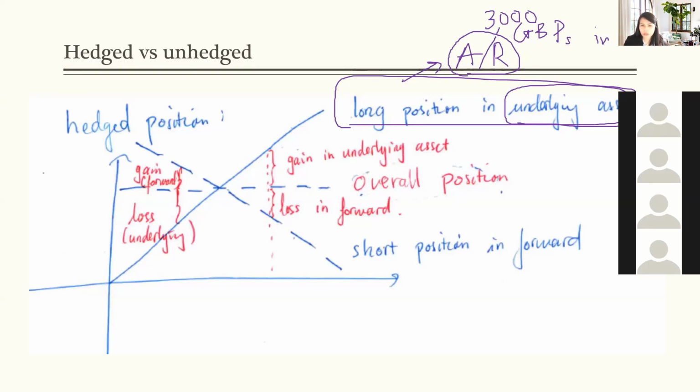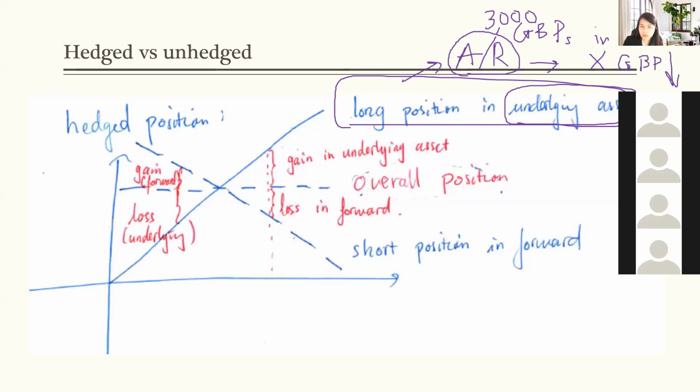So if we have an account receivable in pounds, and we expect to receive that in 3 months' time, the risk that we face here is that in 3 months' time, the pound is going to depreciate. We don't want the pound to depreciate because that means when we convert it back into the AUD, we will get less AUD than before. So here you don't want the pounds to depreciate.